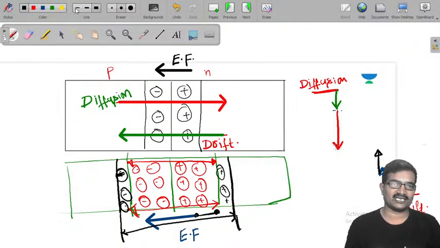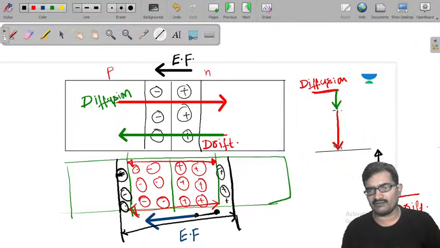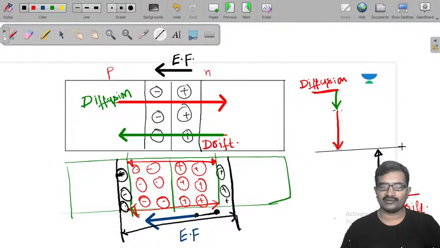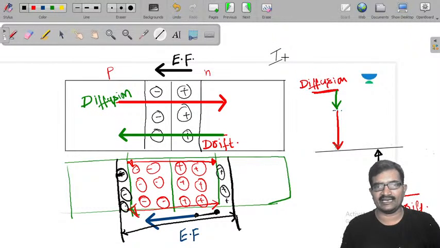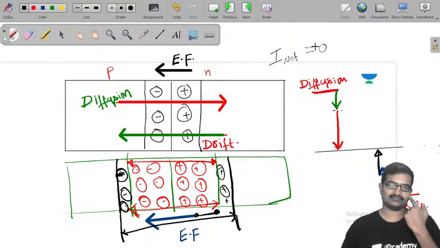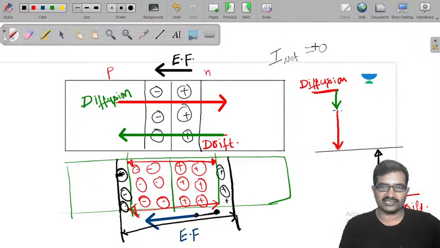Now you observed here or not? Both drift and diffusion are going to be equal in magnitude here, equal in magnitude, and opposite in direction. So the net current passing through the junction is I net, the net current passing through the junction is 0. Then we say our PN-Junction Diode is under steady state condition.